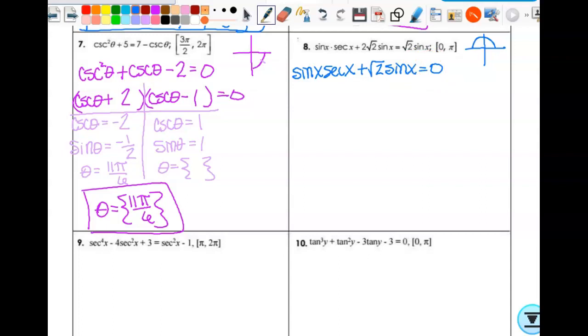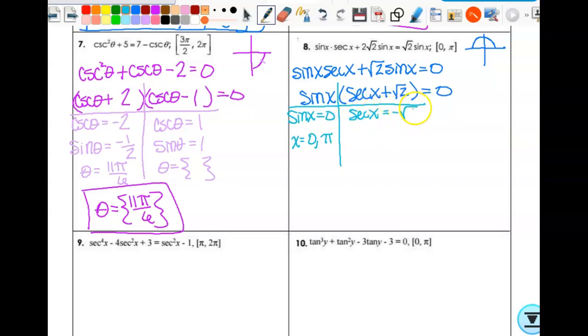Do I have a GCF I can factor out here? Sine x. Good. So I have sine of x times secant x plus the square root of 2 that equals 0. So that's all factored, so I'm going to split it up. Start with sine x equals 0. Okay, well between 0 and pi, when is sine 0? Pi is 0, right? 0 and pi. That makes sense? Good.